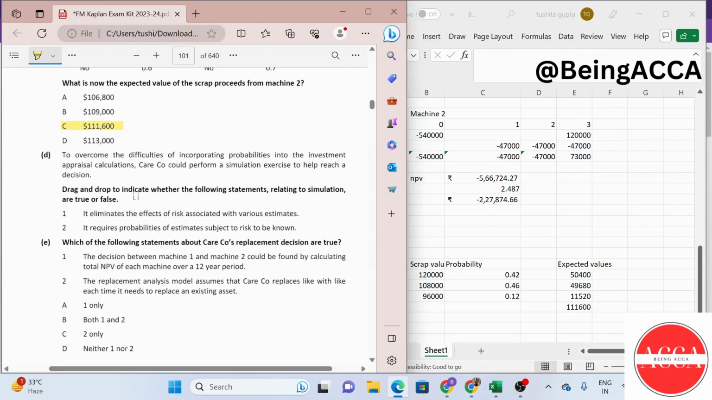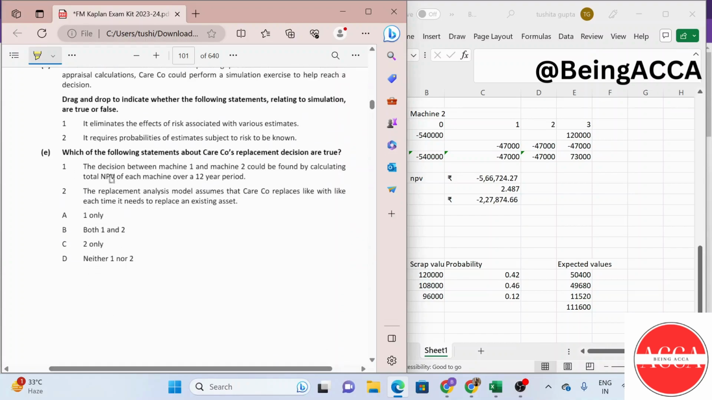Moving to the second one, it requires probabilities of estimates subject to risk to be known. Yes, this is absolutely true, because when you are doing a simulation, the simulation will actually require you to enter probabilities, and this will be subject to the risk to be known. Right. Now moving to the last one, which of the following statements about Care Company's replacement decision are true?